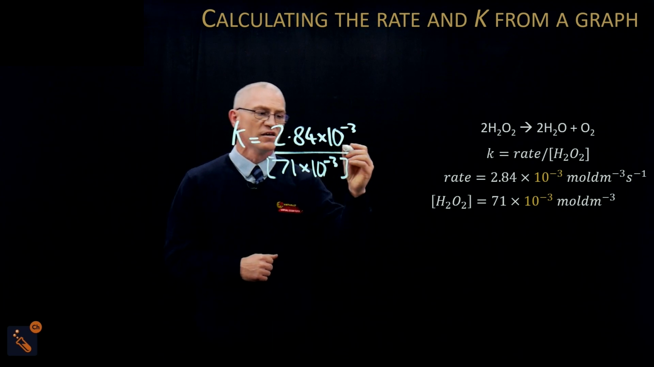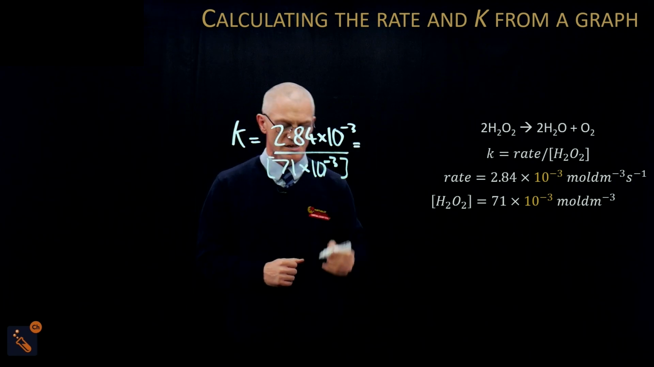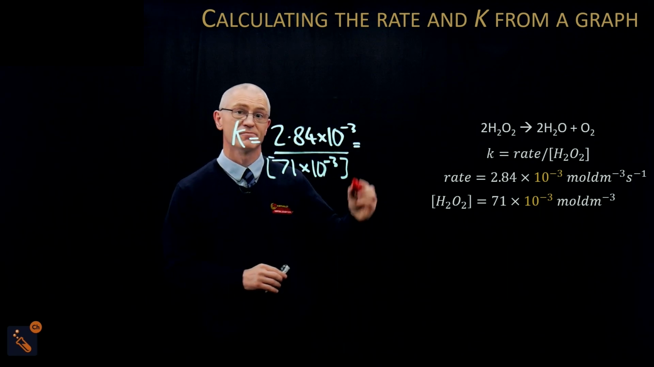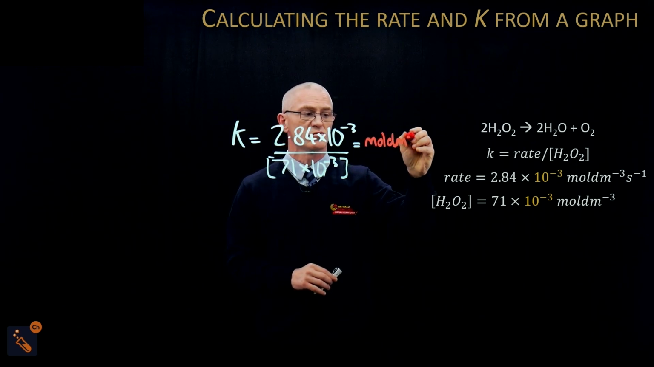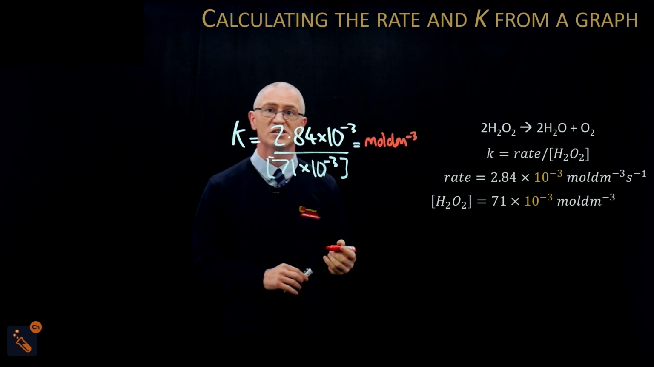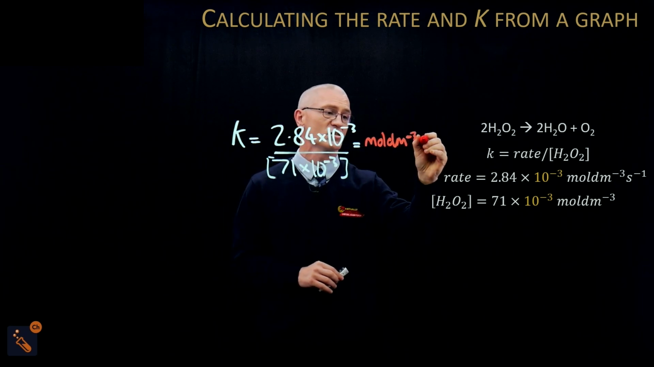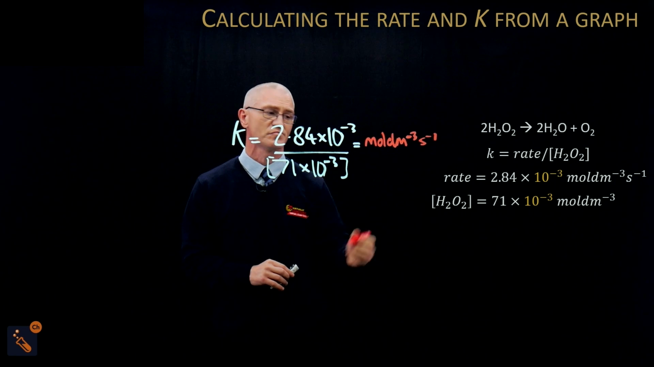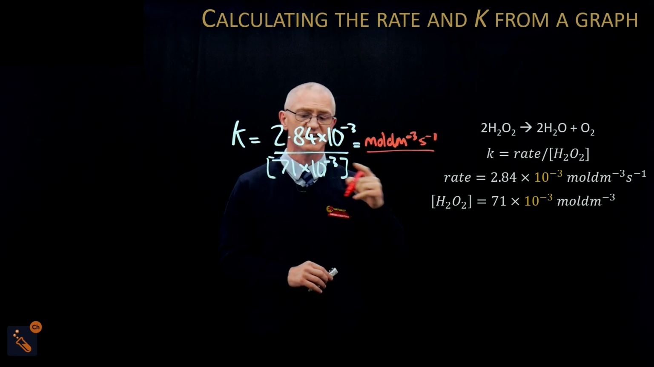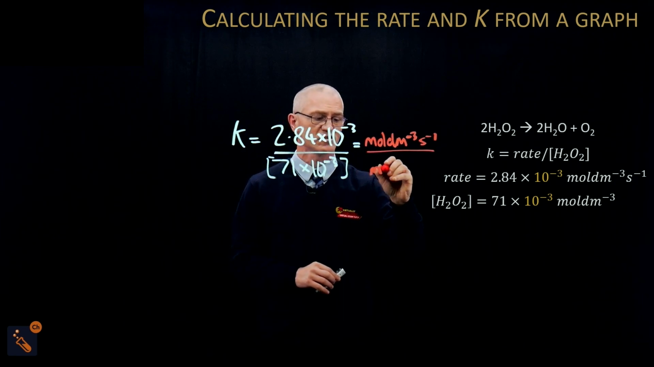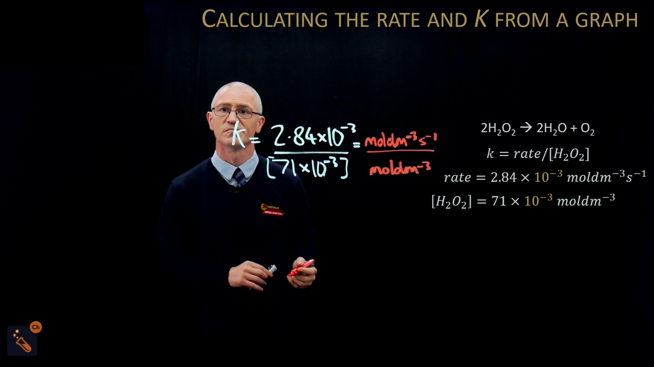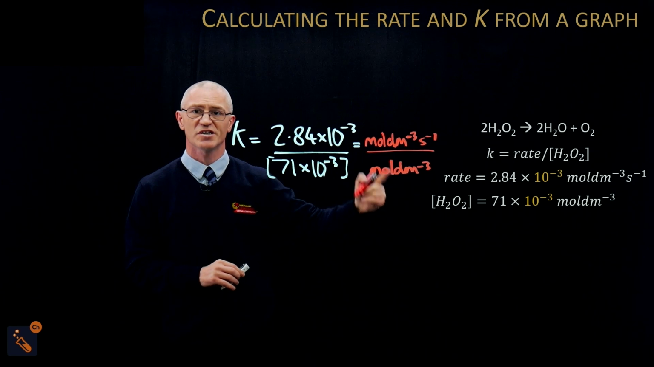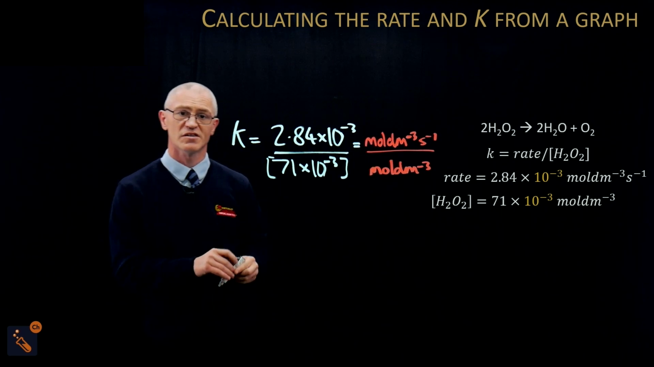Now, at the same time, let's do our units. So our units are going to be moles dm per dm cubed. That is a rate, so it's going to be seconds minus 1. And then you have this, which is a concentration. That's going to be moles dm per dm cubed. So we can work out now our units on this K.